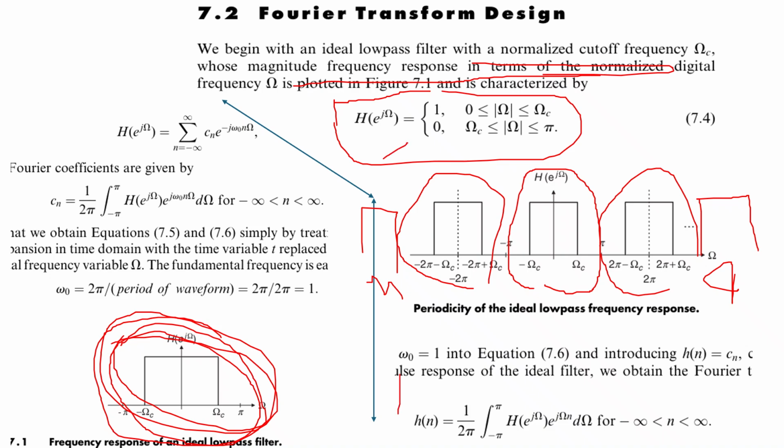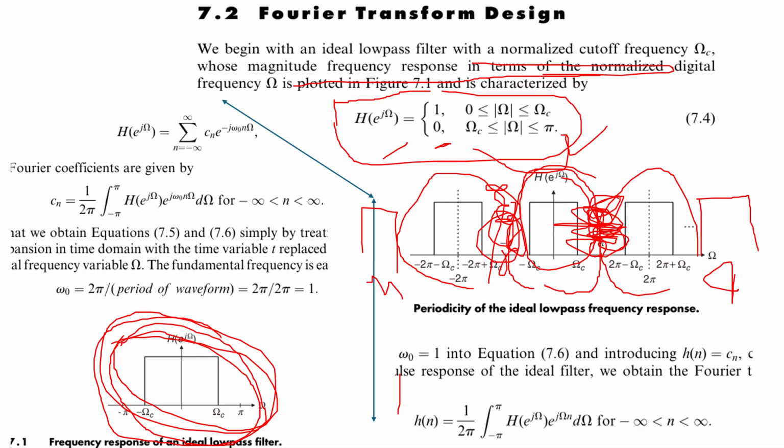So H(e^jω) will be equal to 1, only in between 0 to omega c, right? In that case, it will be 1. And in this gap, of course, H(e^jω) is equal to 0. So nothing is there, no rectangular function. In this gap and in all these gaps, it will be 0. So if your omega is between omega c to pi, and pi to 3 pi, like that, in that case it will be 0. Here we are considering 3 only. So this case is okay, right?